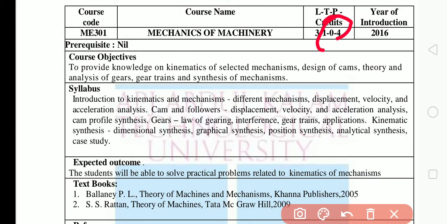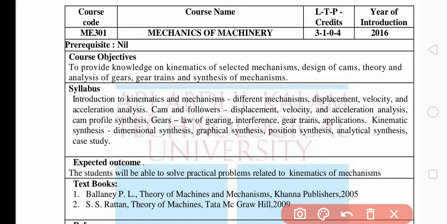LTP written. That L stands for lecture, T stands for tutorial, and P stands for practical. So these three, that is lecture, tutorial and practical, together contribute to the credit of this particular course. So you can see it is written as 3, 1, 0 and 4.